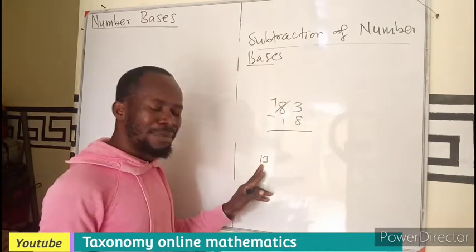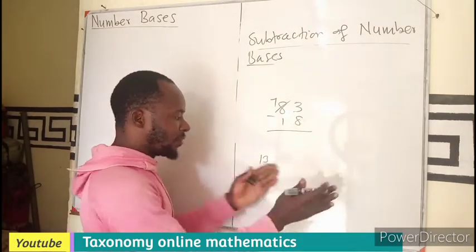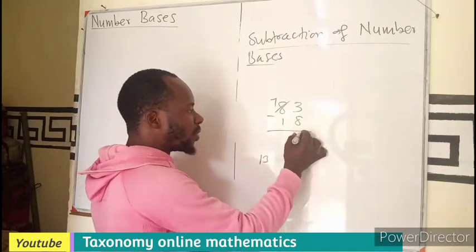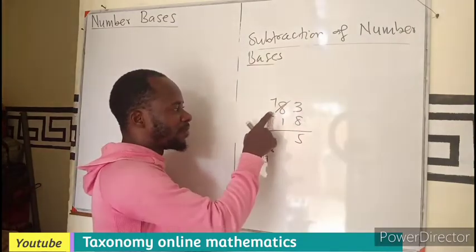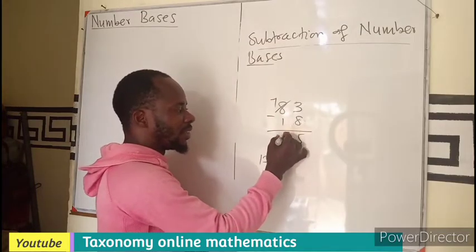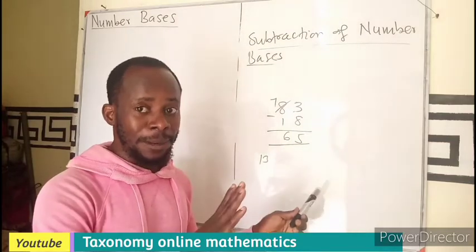So now 13 minus this will give us our usual 5. So 5 is a digit in there, so I put my 5 out there. What am I left with? I am left with 7. 7 minus this gives me 6. So 65 will be our answer in base 10.